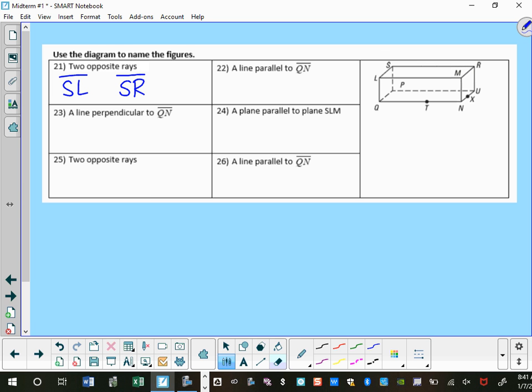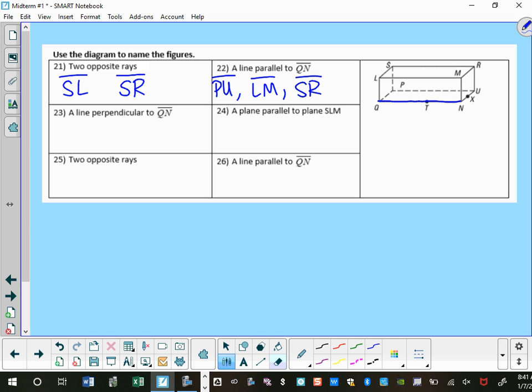What about number 22? A line parallel to QN. Here's QN. You have three choices. What could be parallel to that? PU. Good. What else? LM? Yep. What's another one? SR.